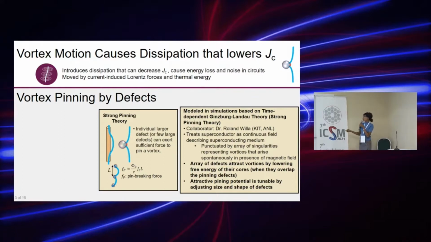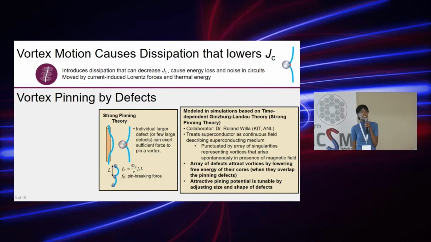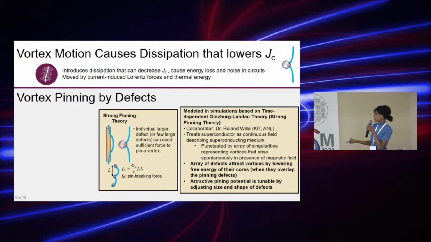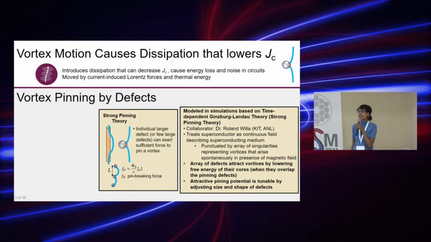To compare our experimental results to the results from time-dependent Ginzburg-Landau simulations, we work with collaborator Dr. Roland Willa, who is currently at the Karlsruhe Institute of Technology. He was formerly at Argonne National Labs. And as a quick summary, these simulations consider an array of defects that attract vortices by lowering the free energy of the vortex core when the core overlaps with the defects. And then this attractive vortex pinning potential can be tuned by tuning the size and the shape of the defects.